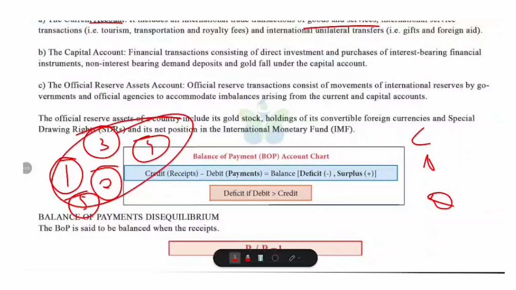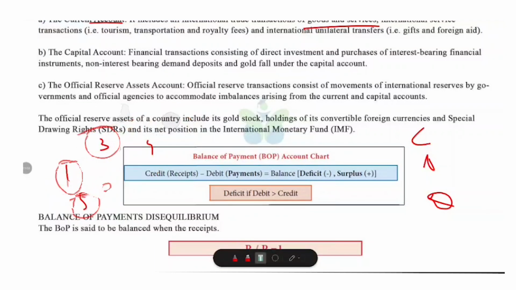And what about debit transactions? What is meant by debit transaction? These are outflows of money from the country to other countries, and they reduce the foreign exchange reserves of the country.